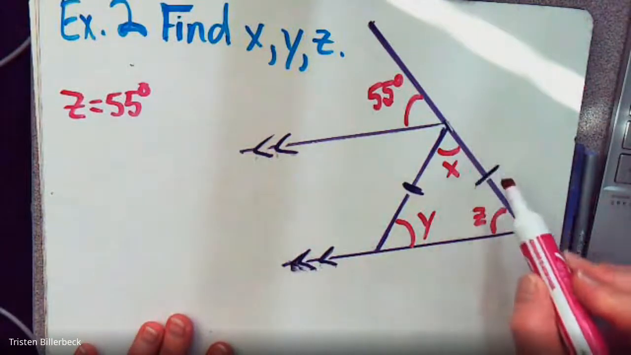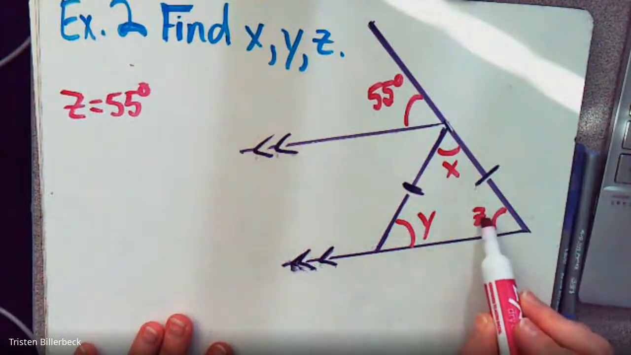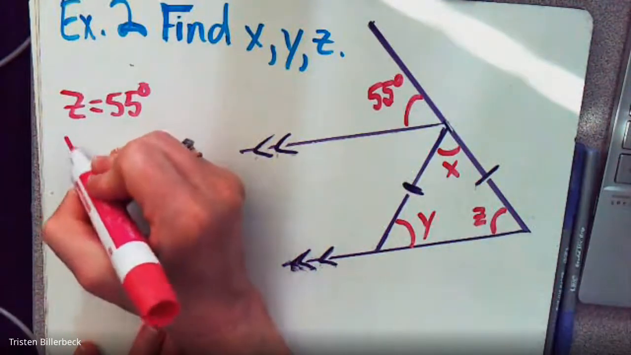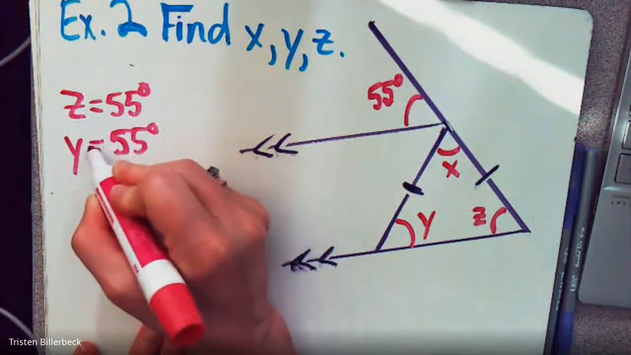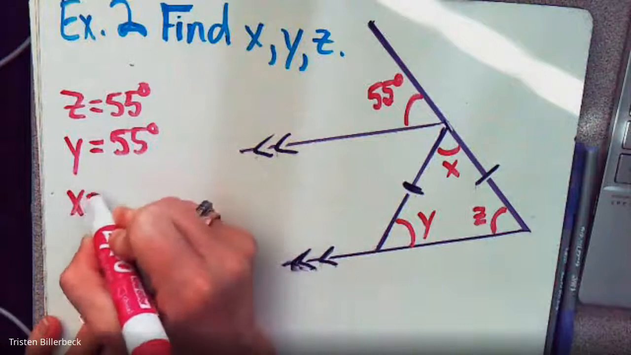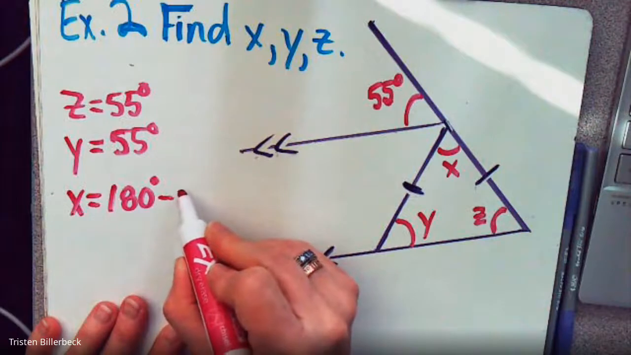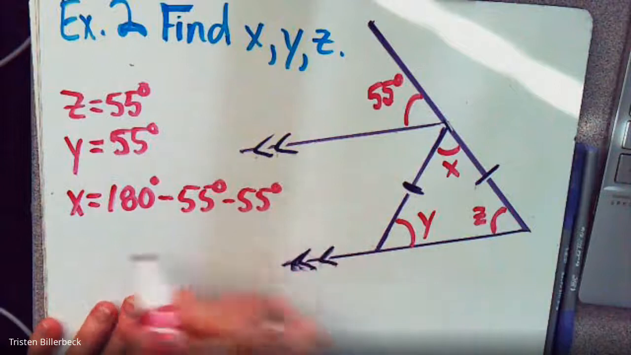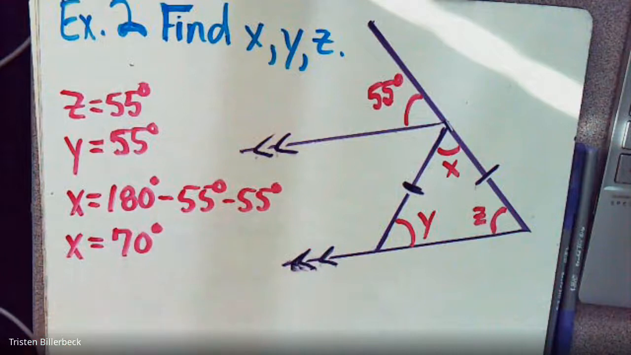Then we have an isosceles triangle, which we just talked about. If that's 55 degrees, that has to be 55 degrees because of the base angles. So y equals 55 degrees. We know there are 180 degrees in a triangle, so we take 180 degrees minus 55 degrees minus 55 degrees, which is 110 degrees. That gives us x equals 70 degrees. So there we go, we found them all.